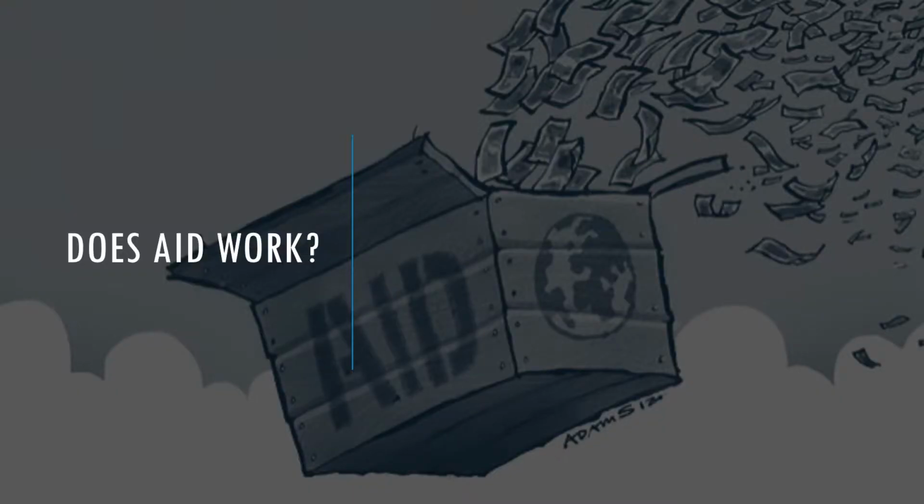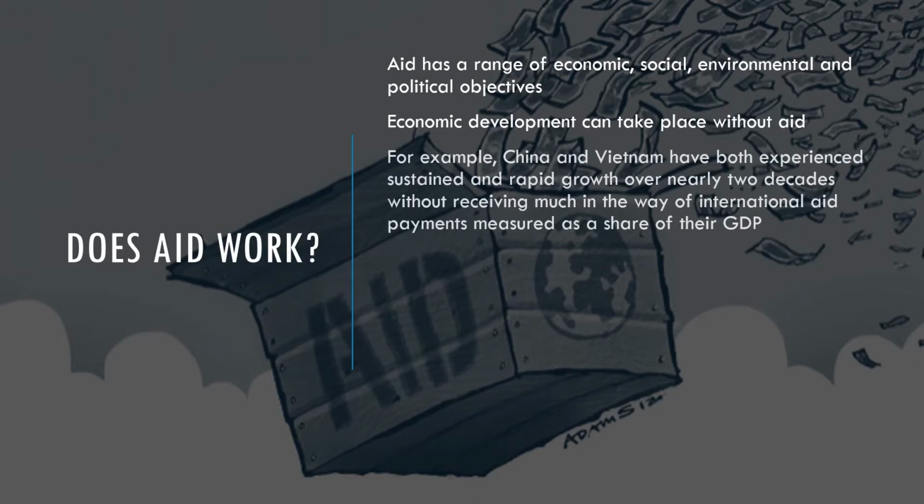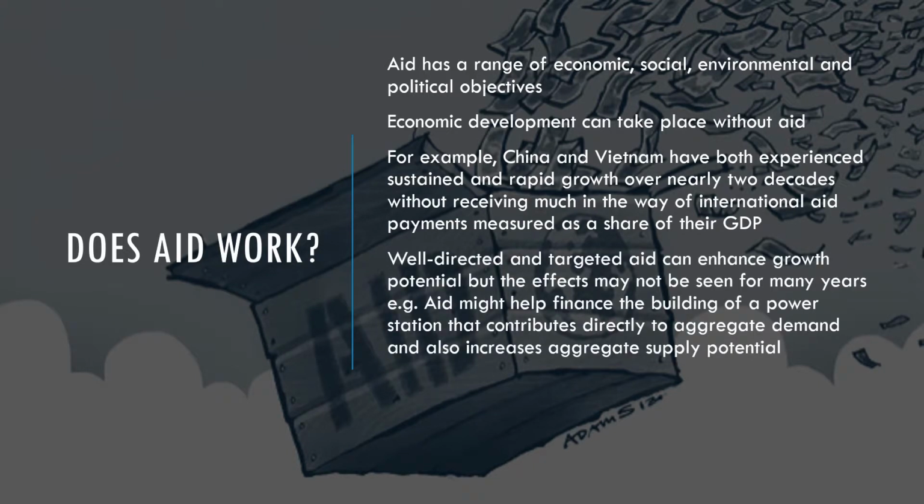So overall, does aid really work? Well, aid can be quite a broad term here. There's quite a wide range of economic, social, environmental, and political objectives that it might have. We've seen many examples of economic development taking place without aid, where we look at China and Vietnam, for example. They both sustained significant growth without receiving much in the way of aid. Having said that, well-directed and targeted aid can enhance growth potential, but again, it's maybe hard to see the effects in the short term.